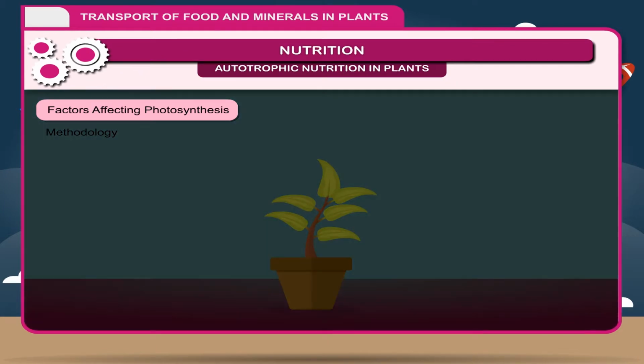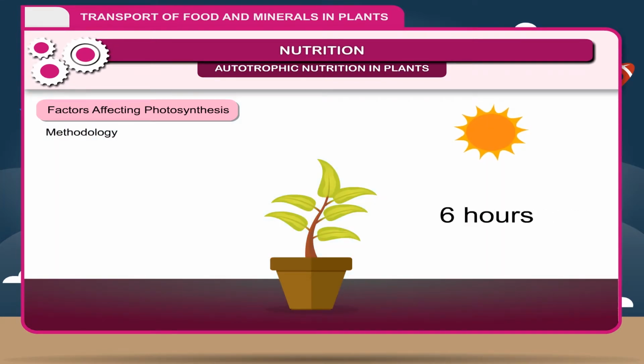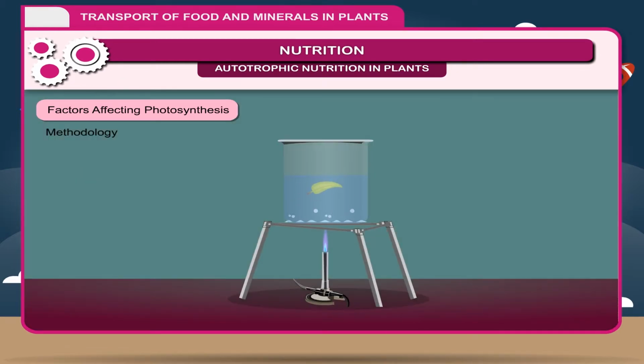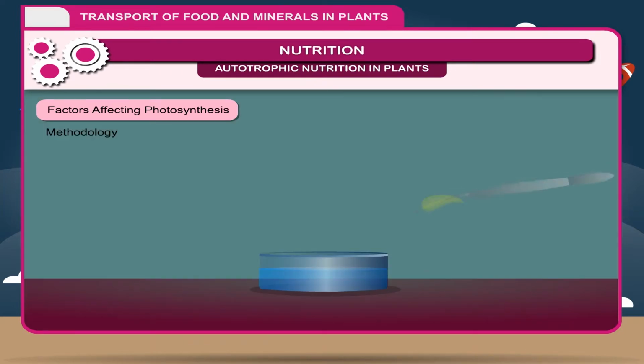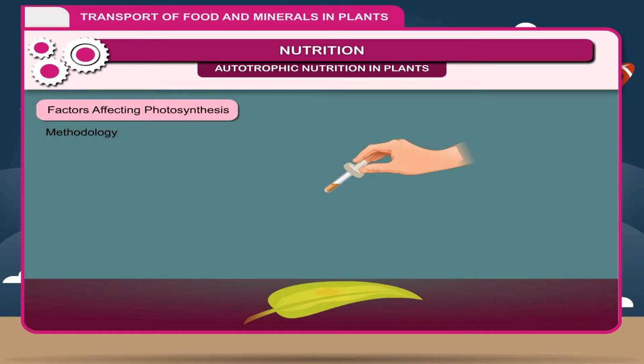Methodology. Keep the plant in a dark place for 2 to 3 days for destarching. Keep the plant in light for 6 hours. Pluck the leaf from the plant. Remove the chlorophyll from the leaf by keeping it in boiling alcohol. Wash the leaf in fresh water and spread over a dish. Spread a few drops of iodine solution over the leaf.